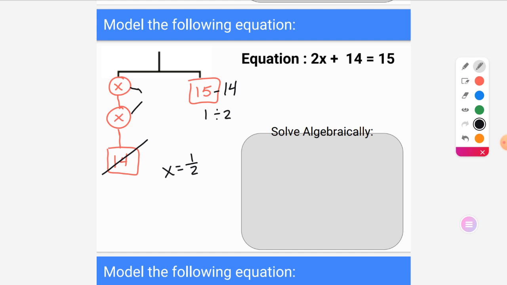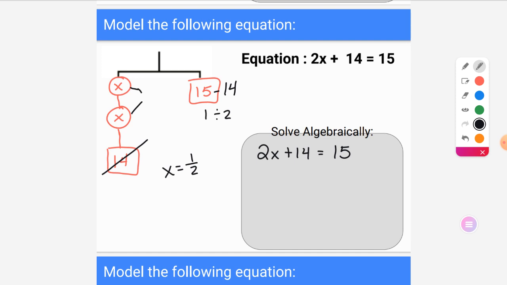Algebraically, we follow those same steps. That's why we start with hanger diagrams, because you can see it. Algebraically, you start with your equation. So will we have like the hanger and then this box too? Yes. Yep.